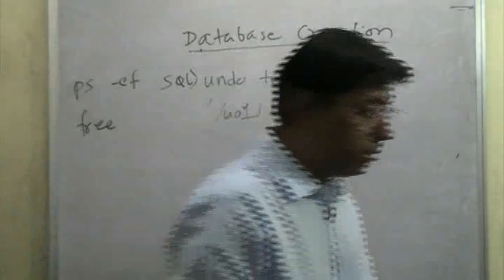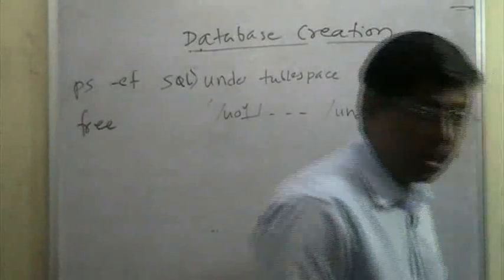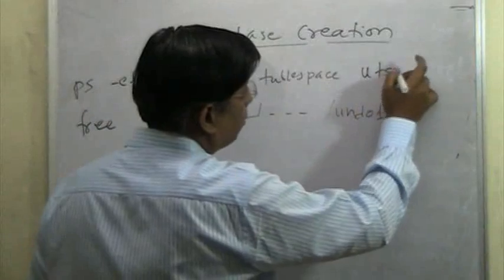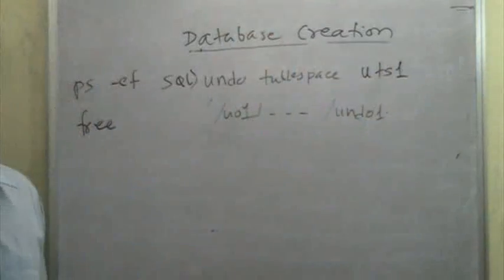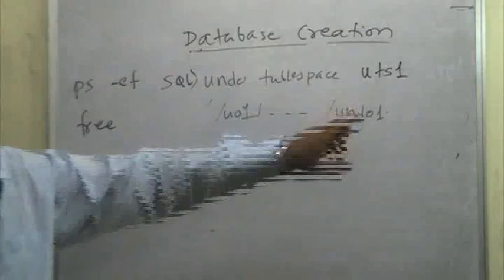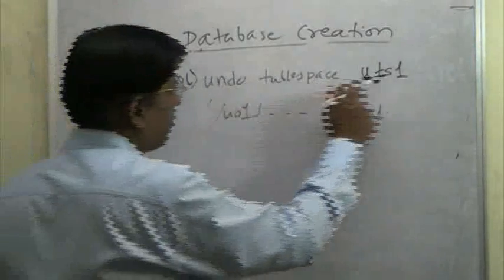What was the name of the undo tablespace that we had given? It was UTS1. That was written inside our file, so that must be written over here. If you by mistake use something else, it will be a problem. So undo tablespace UTS1.